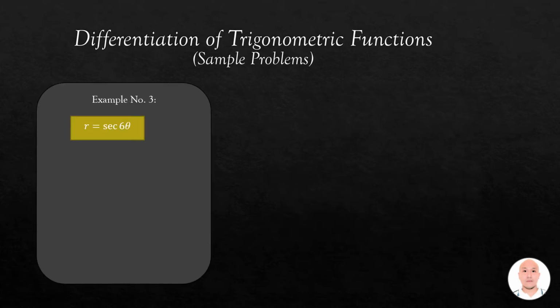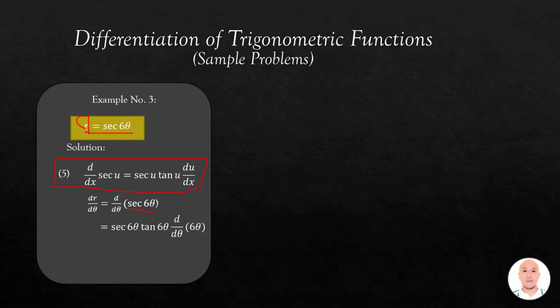For sample number 3, r equals to secant 6 theta. Our problem here is in secant form, so we'll use formula number 5. d over dx secant u is equals to secant u tangent u du over dx. Then, dr over d theta is equals to d over d theta secant 6 theta. Then we'll have to substitute our form here. Our u is 6 theta, so secant 6 theta, tangent 6 theta, then u again, which is the 6 theta.